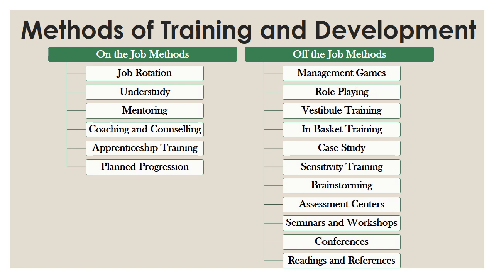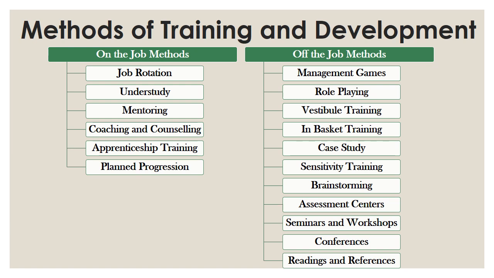Let us now understand what are the methods of training and development. As you can see, there are two methods. One is on-the-job method and one is off-the-job method. On-the-job method means where the employees are undergoing training during their job. And off-the-job methods means they are undergoing training either before getting into the job or after getting into the job, but not while they are doing it. So basically, on-the-job methods is learning by doing, right?